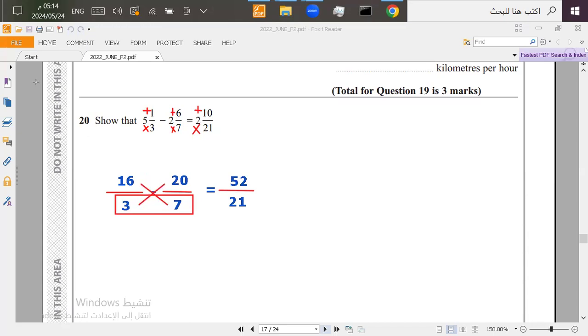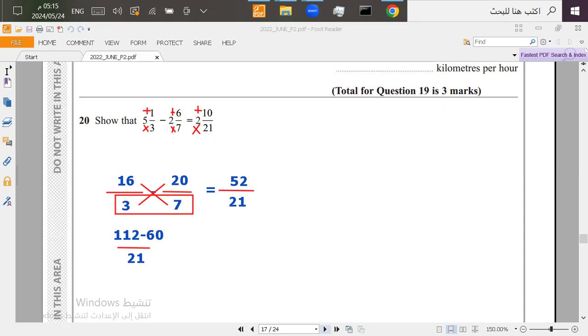So first I multiply. So 3 times 7 is 21. This is the denominator. Now I'm going to cross multiply. So 7 times 16, let me write it here. 7 times 16 equals 112. And then minus 3 times 20. 3 times 20 is 60. Okay, now I got my fraction here.